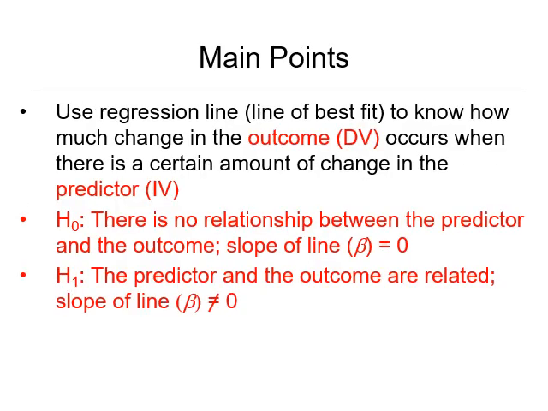So, some main points. We use the regression line of best fit to know how much change in the outcome occurs when there's a certain amount of change in the predictor, the IV. We still have a null hypothesis that there is no relationship between the predictor and the outcome. Effectively, our null hypothesis is that the slope of the line is 0. Our beta is 0. And we have an alternative hypothesis: in this case, the predictor and the outcome are related. There is a sloped line, and beta is either negative or positive, not 0.